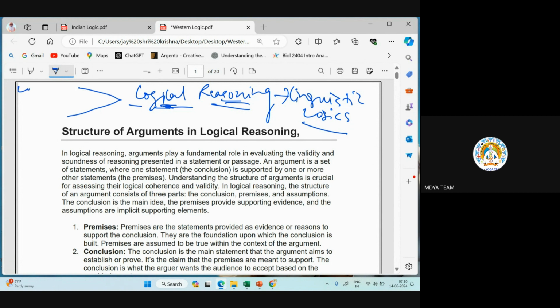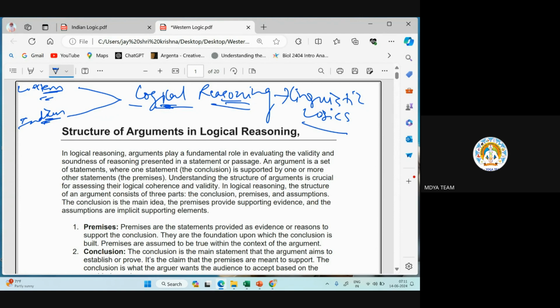So logical reasoning can be understood in two perspectives. One is Western perspective, and one is Indian perspective. So in one class, we will try to finish this Western perspective, and in another class, we will try to finish this Indian perspective. And this subject is not very tough, comparatively easy subject. So these two are the same thing, just perspective of understanding the logic.